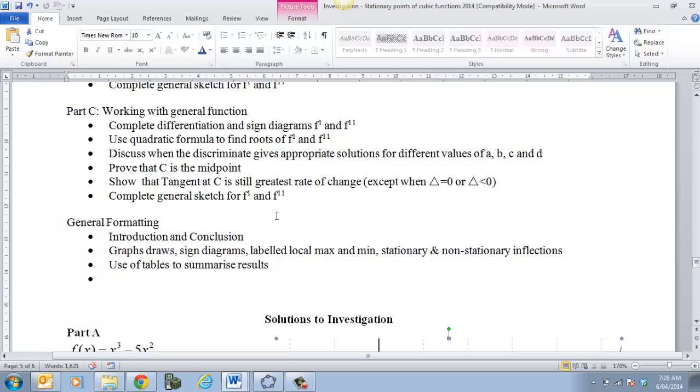Have you done all your graphs? Do they have a sign diagram with them? Have you labelled them with your stationary and non-stationary points? Alright. Do you use tables to summarise your results? Is the language that you use inside your investigation consistent with how an expert might write?